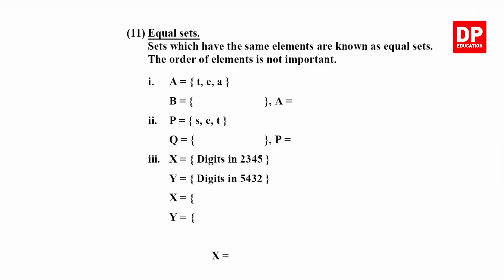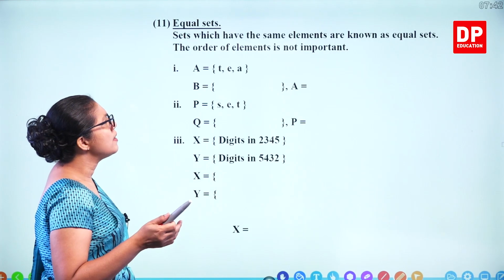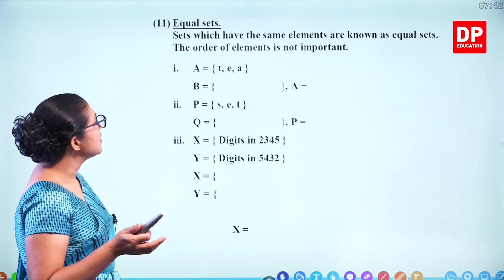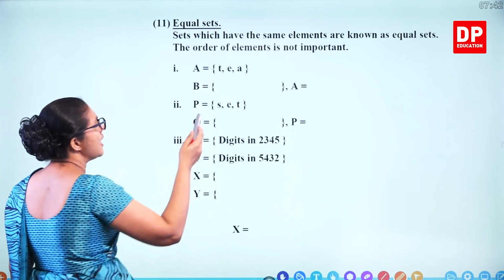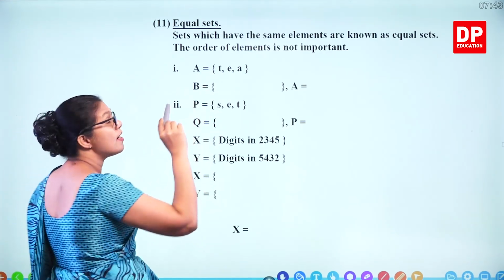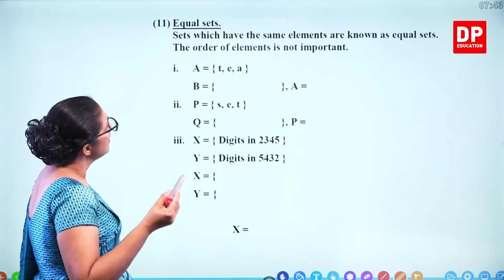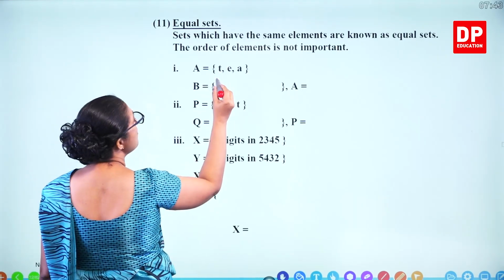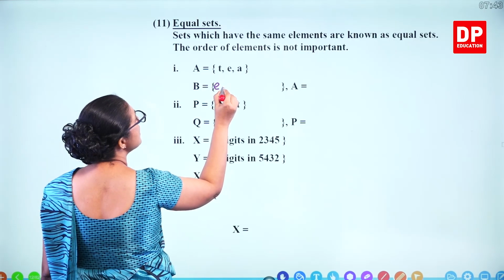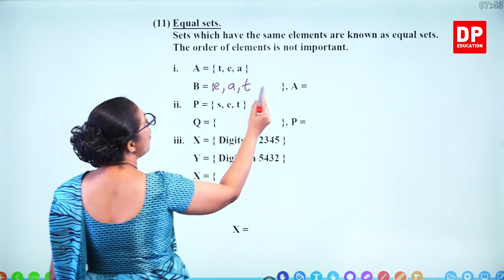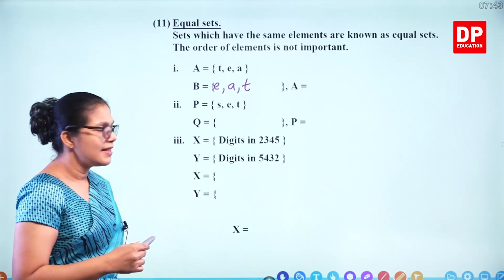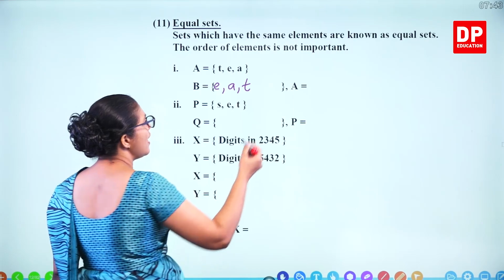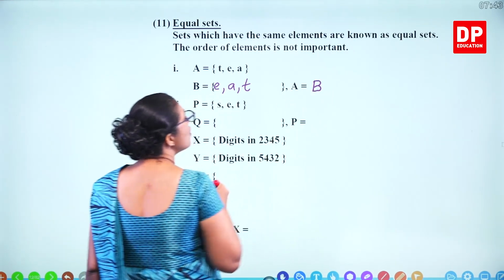Equal sets. Sets which have the same elements are known as equal sets. The order of elements is not important, but they need to be the same elements. Look at A: E, A, T. For B to also be an equal set, you need to have the same letters. So we'll write E, A, T, with the order different. But all 3 letters are there. So what can you say about these two? A is equal to set B.